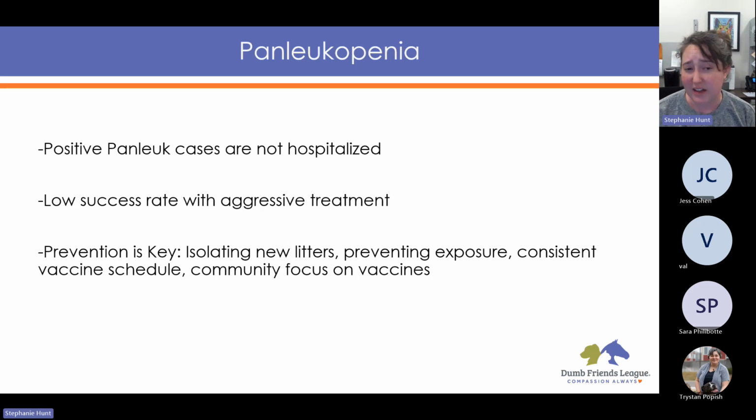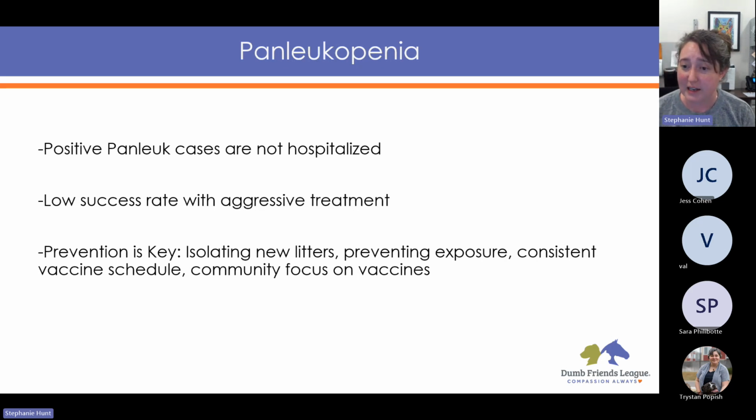And then in addition to that, there's a community focus on vaccines. So this is part of the reason why we provide low-cost vaccine clinics to the public. This is why we support our SNR and our working cats in the community and making sure that they're getting vaccinated, because those vaccines in the community are helping to prevent panleuk cases in the community. And those panleuk cases in the community are where our kittens are being exposed and where that panleuk is being brought into the shelter with the litters that are being found and the stray cats that are being found.